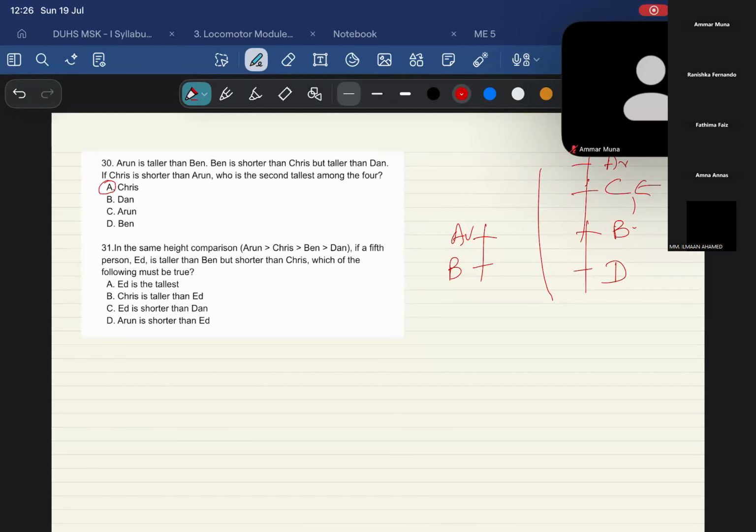Question number 31. In the same height comparison, if a fifth, so they have already given us the answer here. So see, you might have the same chance at your exam as well. The following question would have the answer of the previous. So in the same height comparison, if a fifth person, Ed, is taller than Ben, but shorter than Chris, each of the following must be true. So it should be placed here.